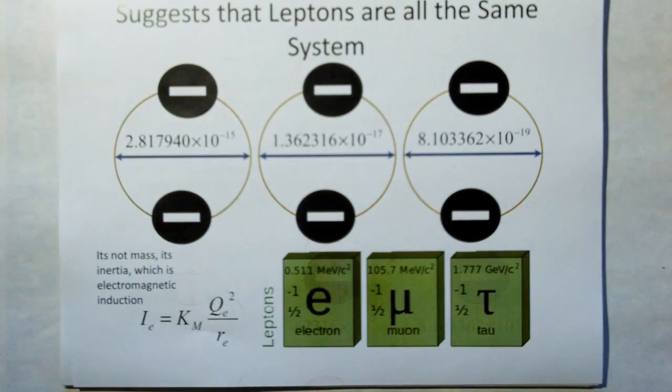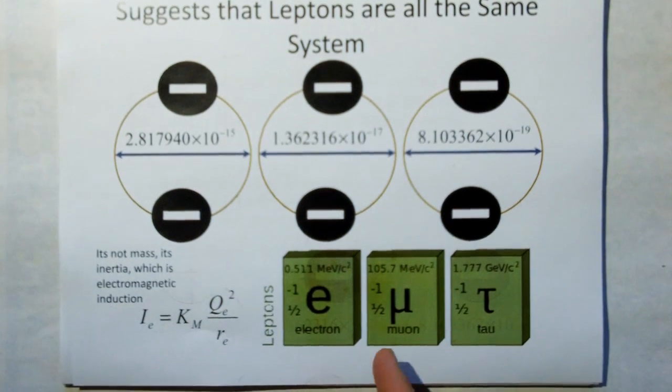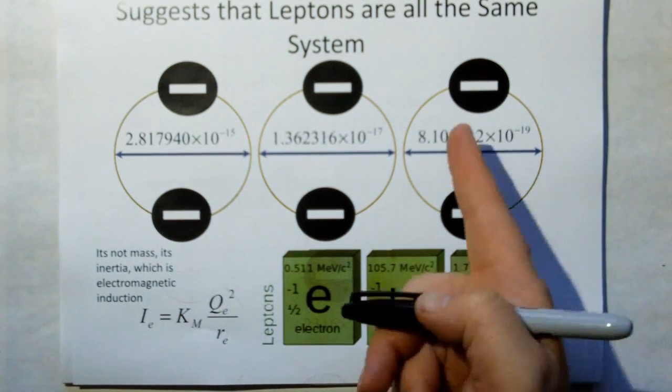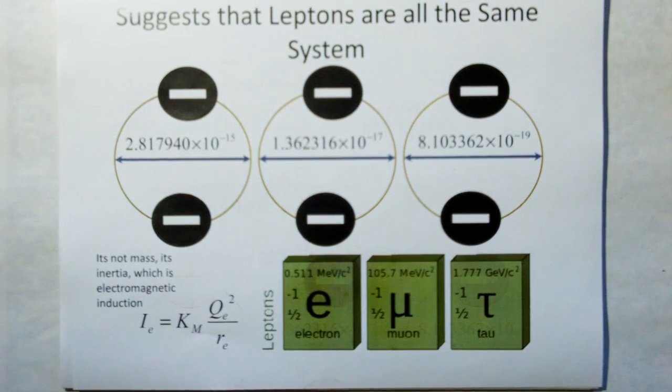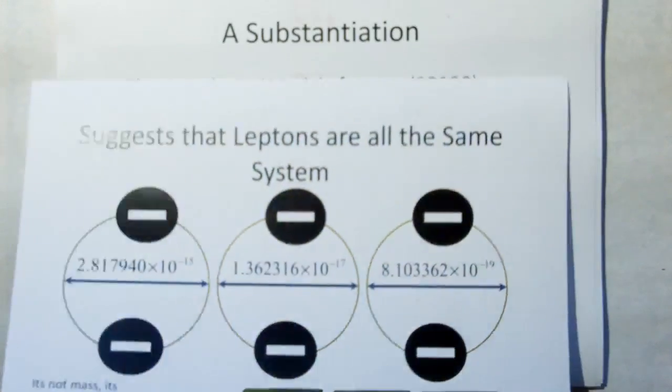And this suggests that leptons are all the same system. These aren't different particles because their masses are different. They're different particles because the state of the fundamental system that makes them up is different. These are all the same system, just in different states. Again, that's for the inertia.